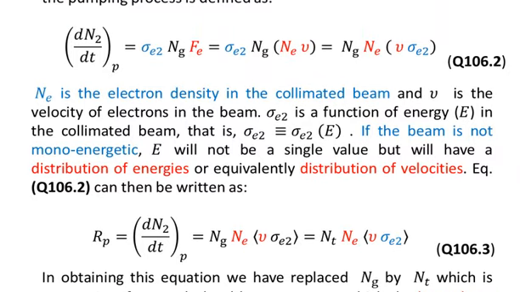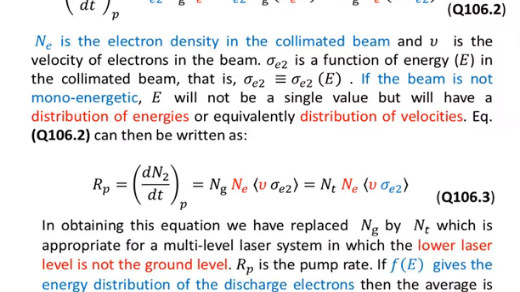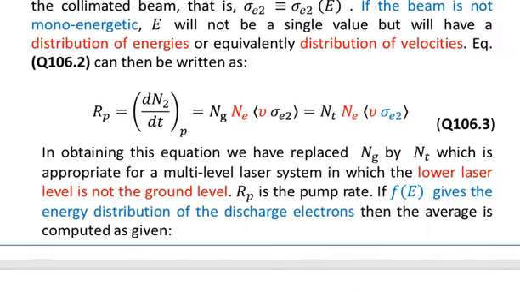In equation number 2, we have just written V times sigma E2, because there we were considering that our electron beam is monoenergetic. But in equation number 3, we are considering that the electron beam is not monoenergetic. So the electrons will have a distribution of energies, or equivalently we can say that we have a distribution of velocities. So we need to calculate the average value of the product of V and sigma E2.